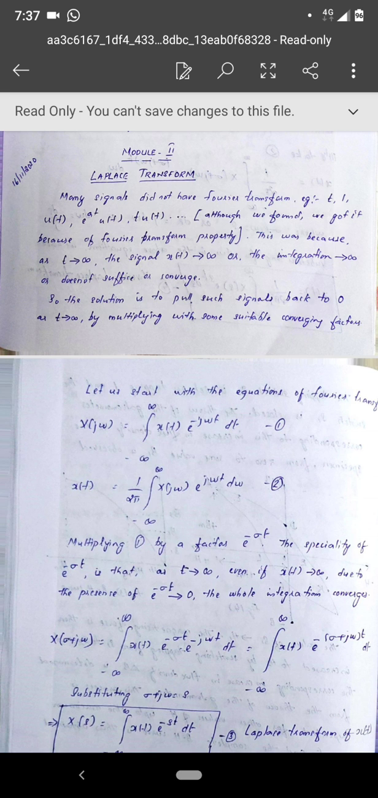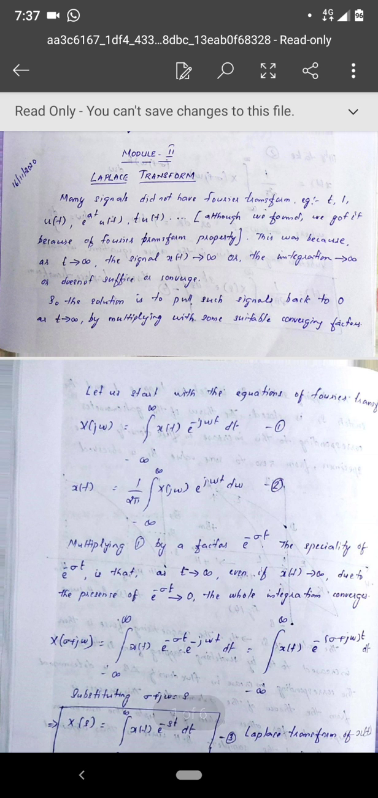So these are the reasons why we cannot substitute such signals in the Fourier transform equation. Although we have found the Fourier transform of such signals using Fourier transform properties, that is not the right way of doing things. So how to make these integrations converge, or how to bring back the signal which is leading to infinity to 0?